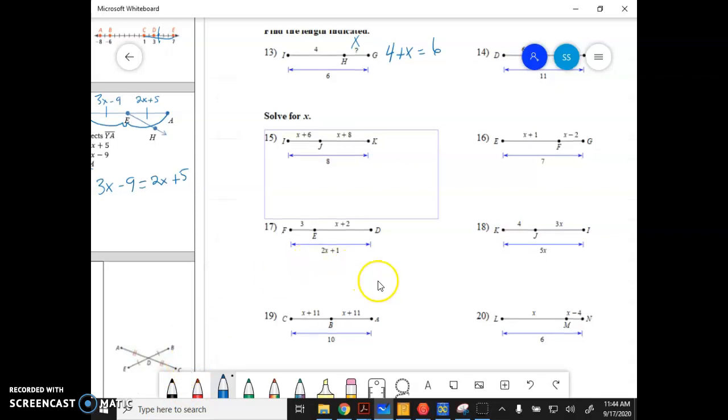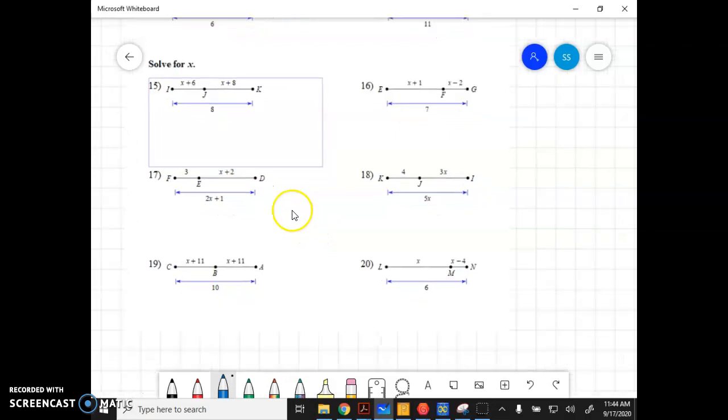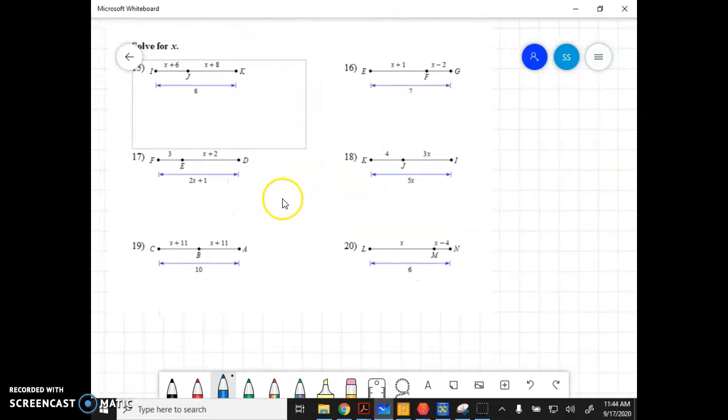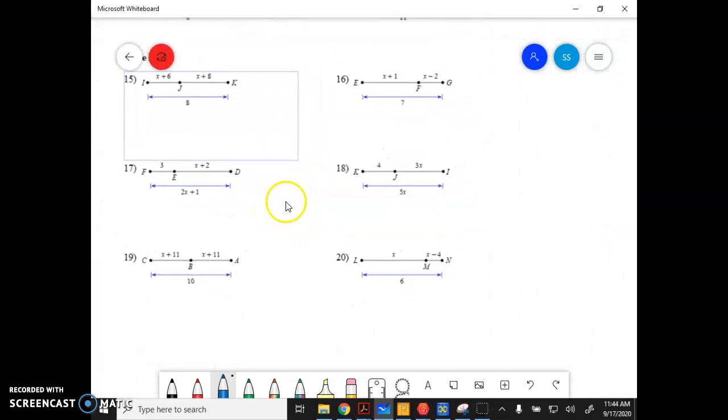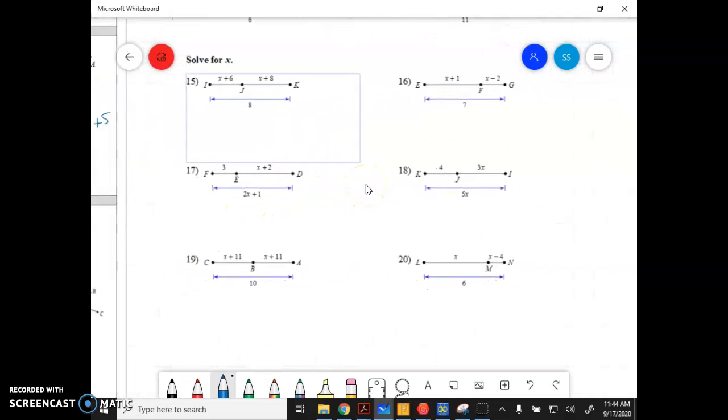Next one here, 15 is, let's not do 15. Let's do 17. So 17. The whole thing is equal to 2x minus 1. And these two add up to equal this. So all we have to do is 3 plus x plus 2 is equal to 2x plus 1.